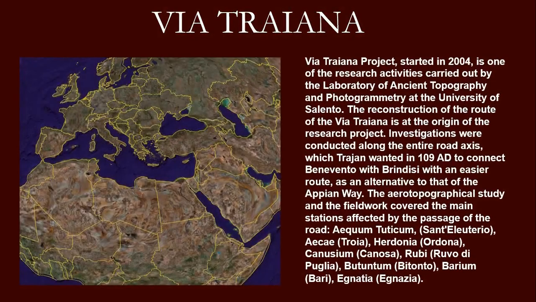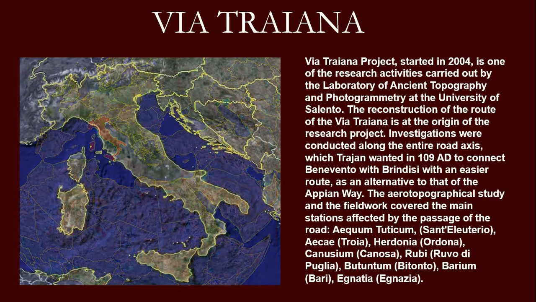The Via Traiana project, started in 2004, is one of the research activities carried out by the Laboratory of Ancient Topography and Photogrammetry at the University of Salento. The reconstruction of the route of the Via Traiana is at the origin of the research project.